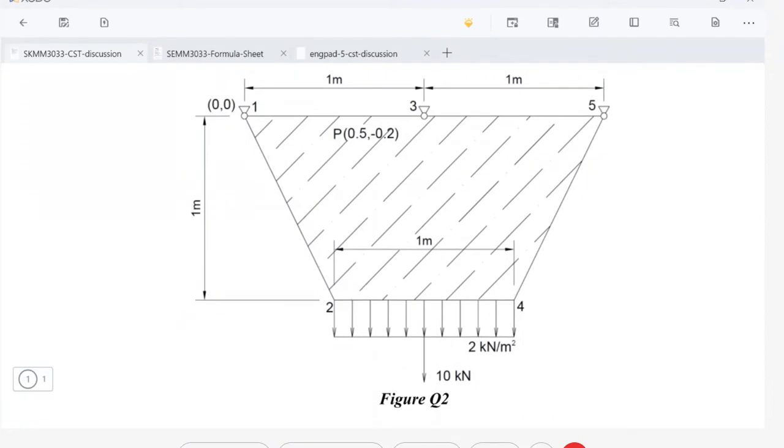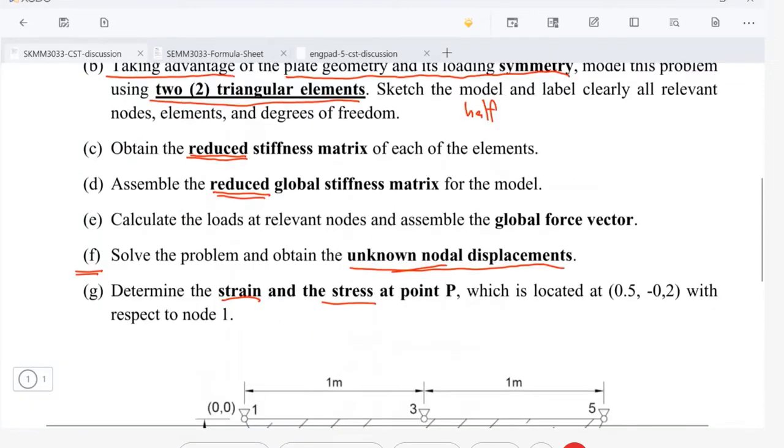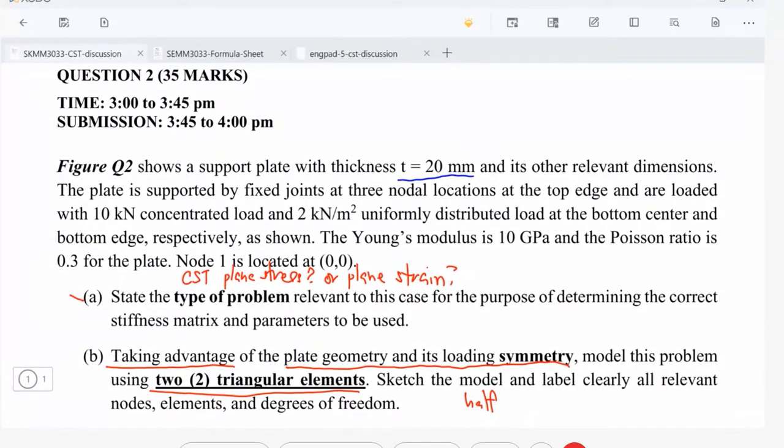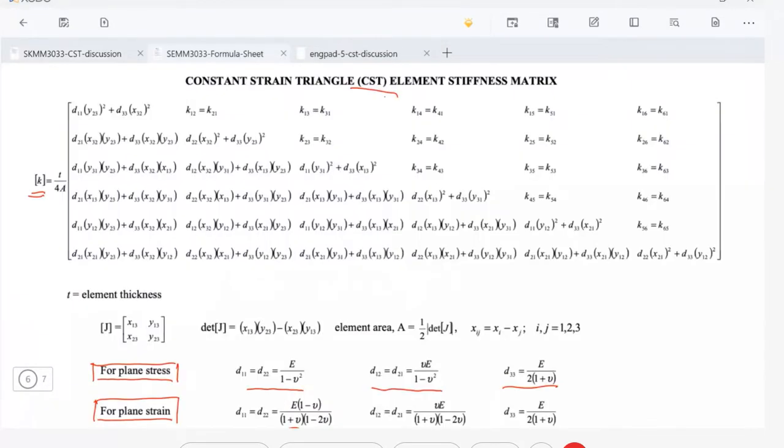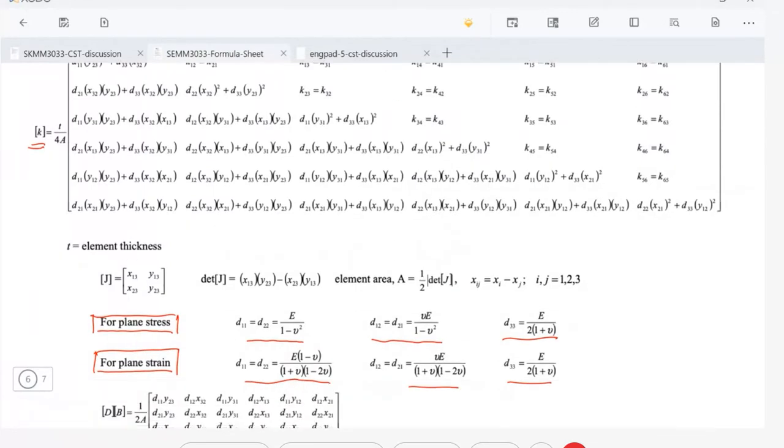So now my question is, how do we start here? How do we start? Okay, so look at this. It says here, state the CST type of problem. So that's the first thing, because if you look at the formulation, you need to use this letter D. So now, which is which? Okay, I hope you have watched my video. I hope you have read the textbook in such a way that you know that this is a plane stress problem.